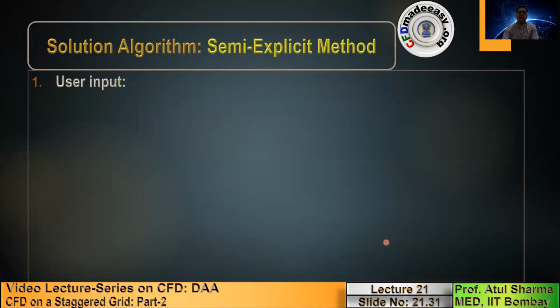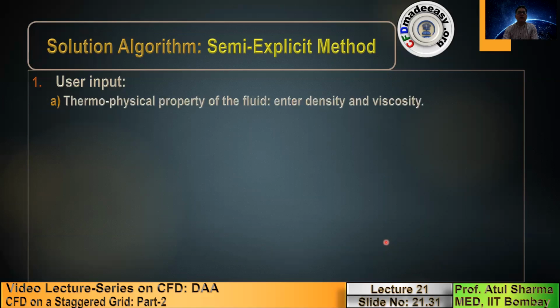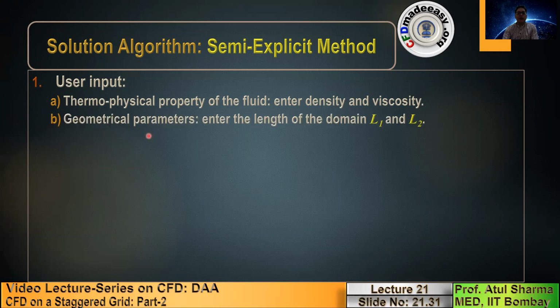The first step in any solution algorithm is user input. As I mentioned, the CFD software cannot be completely automated because there are millions of problems in fluid mechanics, and whenever somebody is using any software, they have to enter certain values which are called user input. One of the first things you have to enter, because only you know what fluid you are using, is the thermophysical properties of the fluid, such as density and viscosity, for a single phase flow. And then you only know the geometrical dimensions of the problem that you are solving.